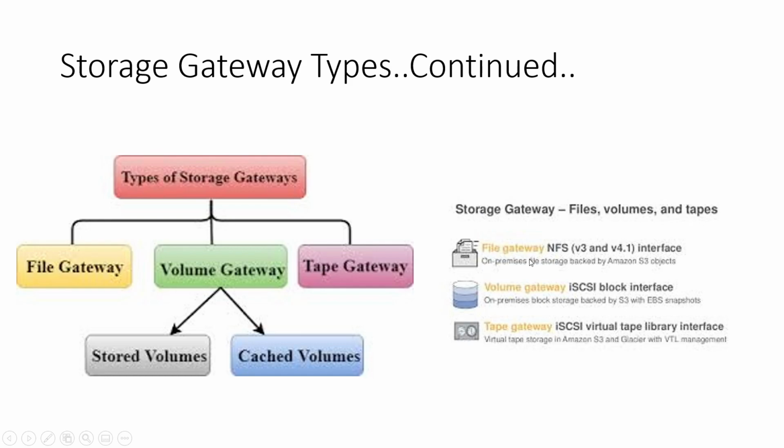So file gateway, it's NFS version 3 and 4.1 interface. On-premises file storage backed by Amazon S3 objects. Next is volume gateway. As I told you, it's an iSCSI block interface. On-premises block storage backed by S3 and EBS snapshots. Okay. Next is tape gateway. So that is also an iSCSI virtual tape library interface. So it's a virtual tape storage in Amazon S3 and Glacier with VTL, virtual tape library management.